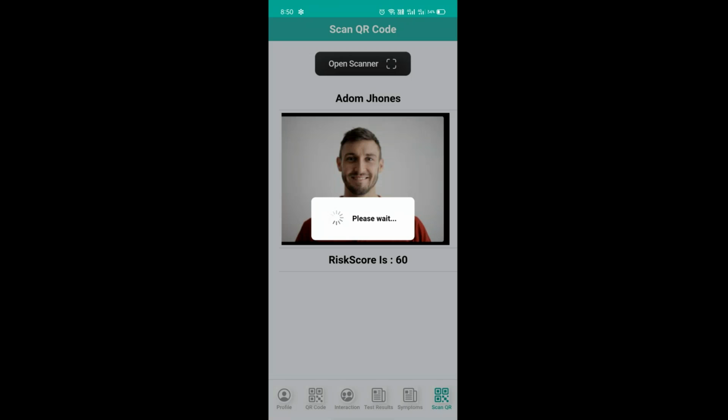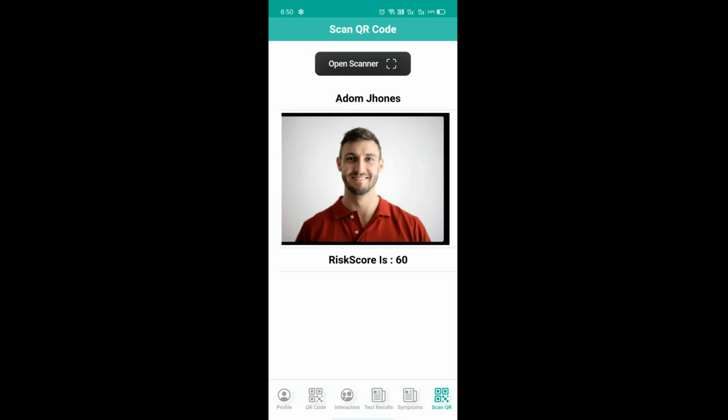So this might not be required, Harsha, scan QR code. In the interactions, when you add the interaction, this basically is how you are adding an interaction. So when you scan a QR code of a person, the assumption here is that you are already interacting with that person. And if you're interacting with someone, you would like to know what is their risk score.